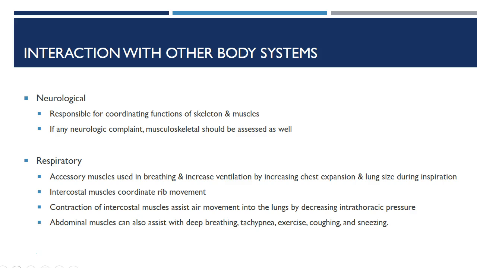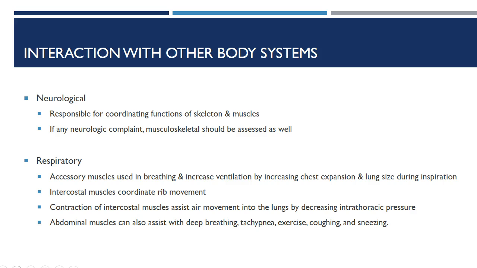So how does the musculoskeletal system interact with other body systems? Well, it interacts with the neurological system because it's responsible for coordinating functions of skeleton and muscles. So if you have any neurologic complaint, the musculoskeletal should be assessed as well. The spine, there are many muscles that go to our spine. So anything like back pain, anything that we may think has a neurological component, it might have a musculoskeletal component, so both systems need to be assessed fully.